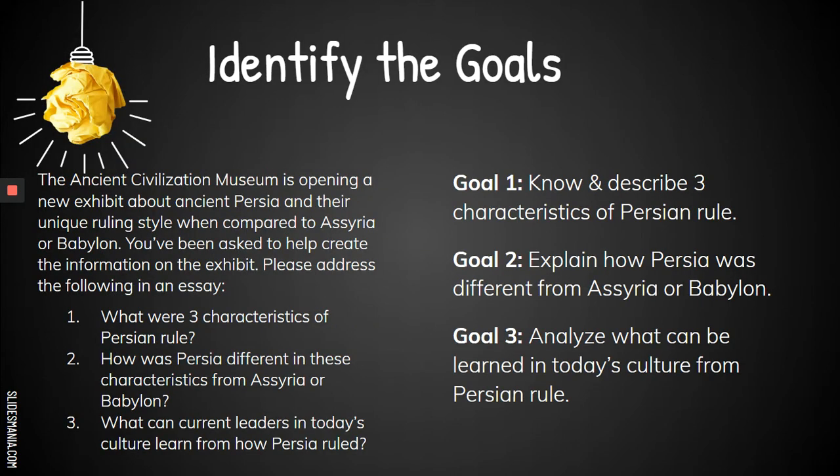Next up is to identify the goals. Each part of the question has a different goal. The first goal is to provide 3 characteristics of Persian rule, then explain how Persia was different from one other civilization is given. The final goal is to analyze and explain what current leaders can learn from how Persia ruled. So this connects back to the first part of the question where we identified 3 characteristics.